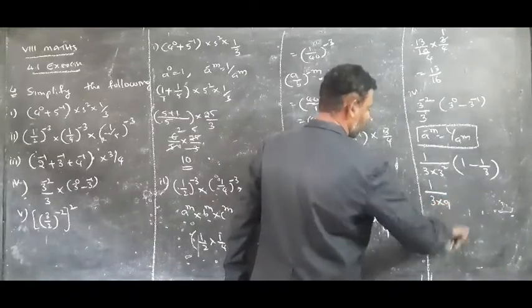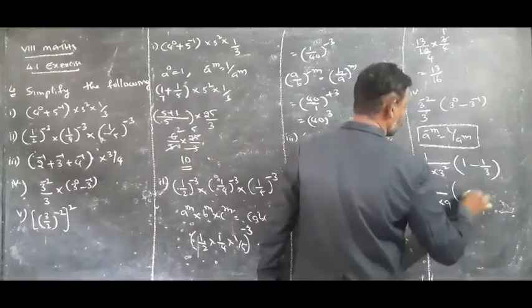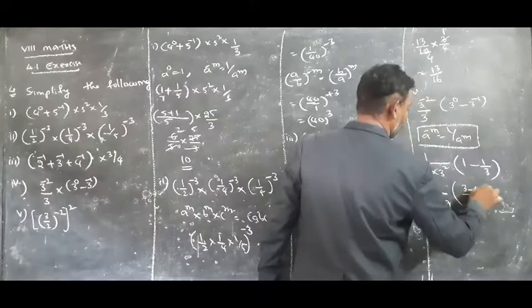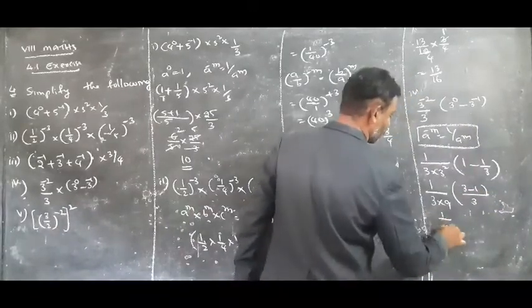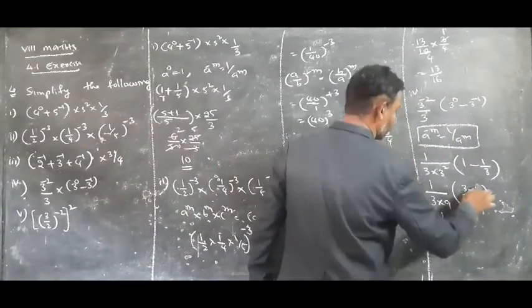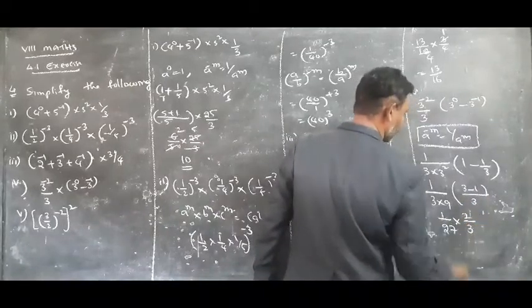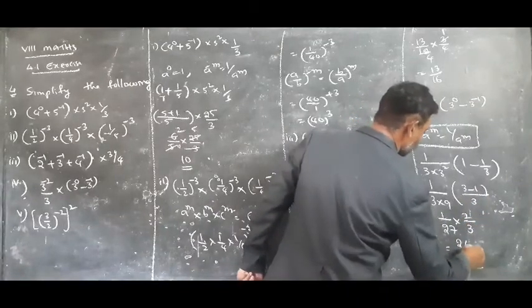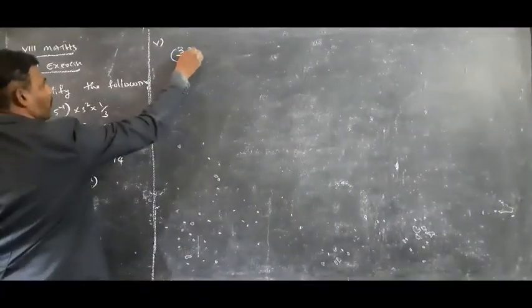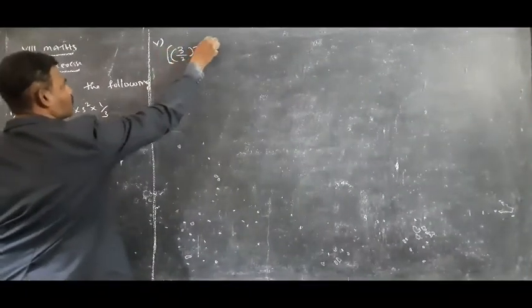3 into 9. What is the LCM here? 3. So 3 minus 1, so 1 by 9 is 27 into 3 minus 1, 2 by 3. What is the answer? 2 by 81. Then (2 by 81) power minus 2, and whole power 2.